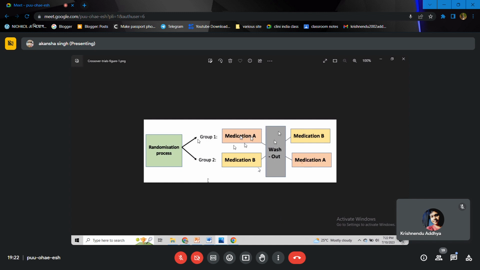Now, why is this washout period there? Because we don't want a carryover effect of A on B and B on A. Then only you will be able to identify what the result of A was and what the result of B is. You can compare them, right? And similarly in the second group. So it is the best way to analyze how the drug acts in the same group. Now understood? Yes, ma'am.